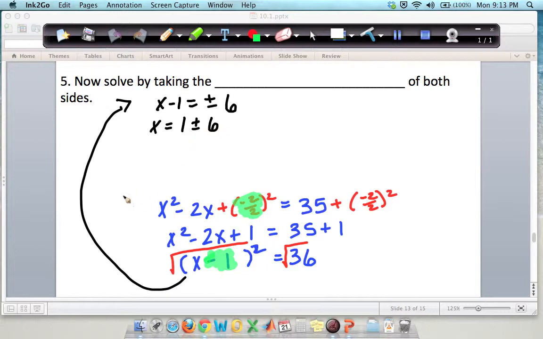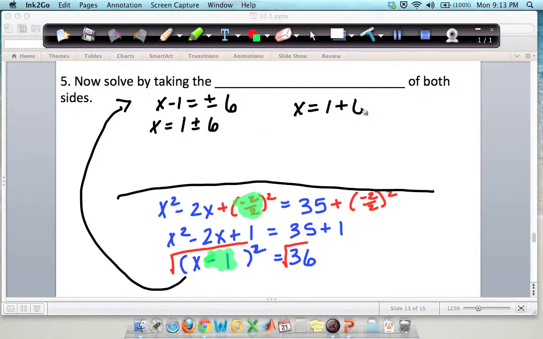Now this one's a little bit different. Notice I don't have a radical sign anymore, which means this can be simplified. So I have my two answers. The two answers are 1 plus 6 and 1 minus 6. We need to simplify this, because this just becomes 7 and this becomes negative 5. So these are our two answers. Since I didn't have a radical sign, this actually shows that this was factorable.